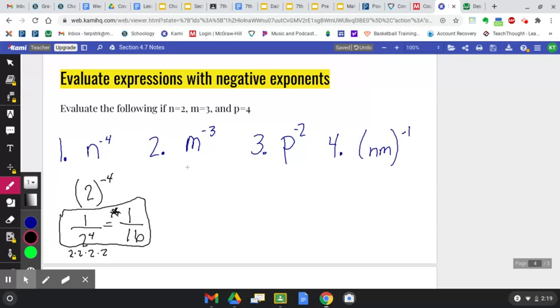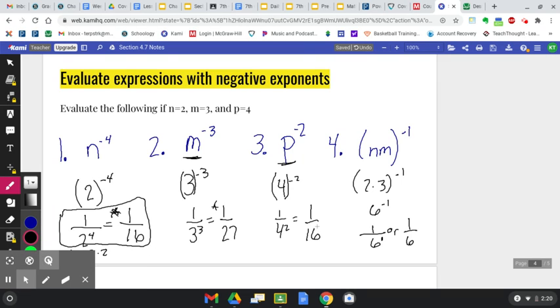So see if you can do 2 and 3. So pause the video here and check your work. All right, so we'll check here. Plug in 3 for m in example 2. Okay, so 3 to the negative third. I put that on the bottom. I know that 3 to the third is 27. Either of these are ways to represent that situation. Most of the time you'll see it like that, but either way is fine.